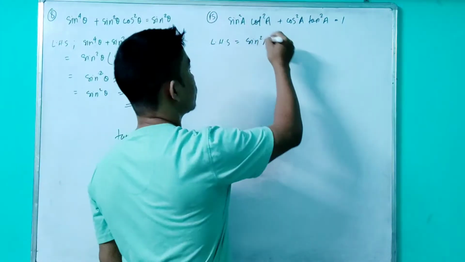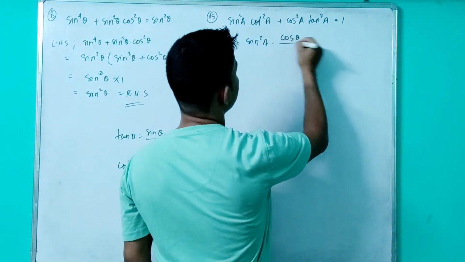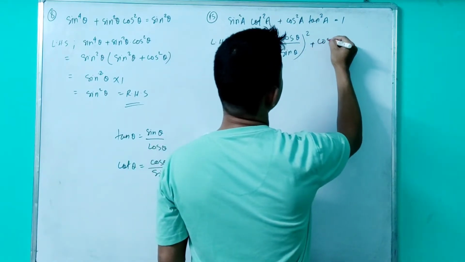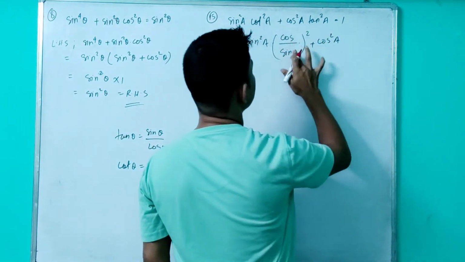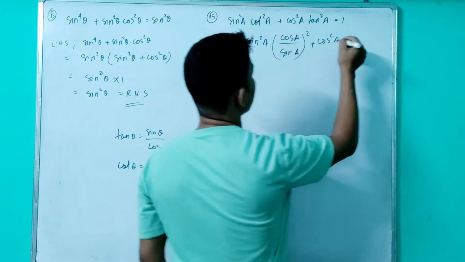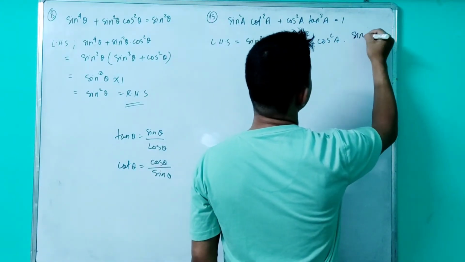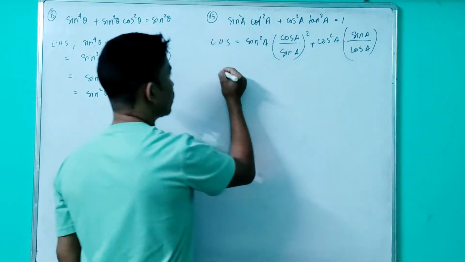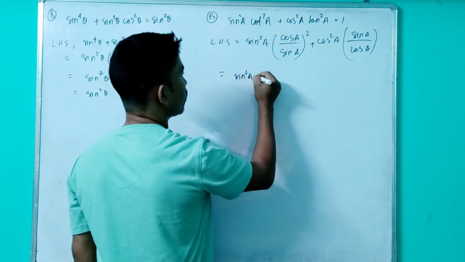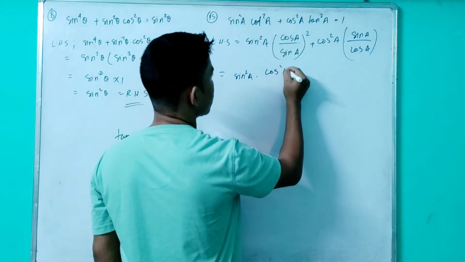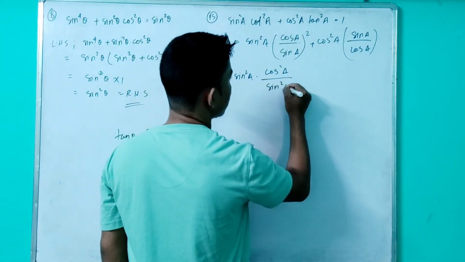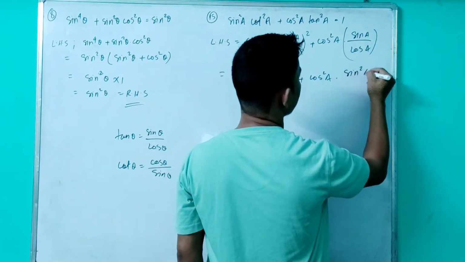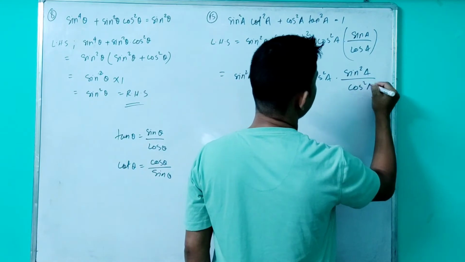Okay, so I will write this as cos theta divided by sin theta whole square, plus again cos square A, not theta, sorry, it's A, into, now again tan means it is sin A divided by cos of A. So this becomes sin square A. Now putting the square for both, it is cos square A divided by sin square A plus cos square A into sin square A divided by cos square A.